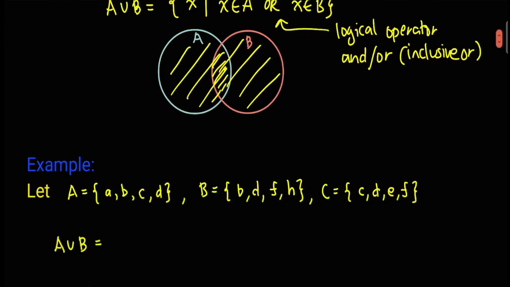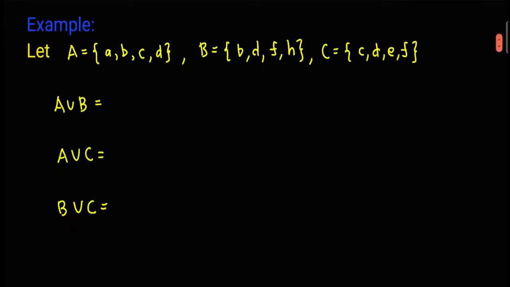Let's have some example. Let's say we have the set A containing A, B, C, D, the set containing B, D, F, H for capital B, and the set containing C, D, E, F as our set C. So to get the union, all we need to do is to get all the elements of A and then combine it with all the elements of B. So all the elements of A are A, B, C, and D.